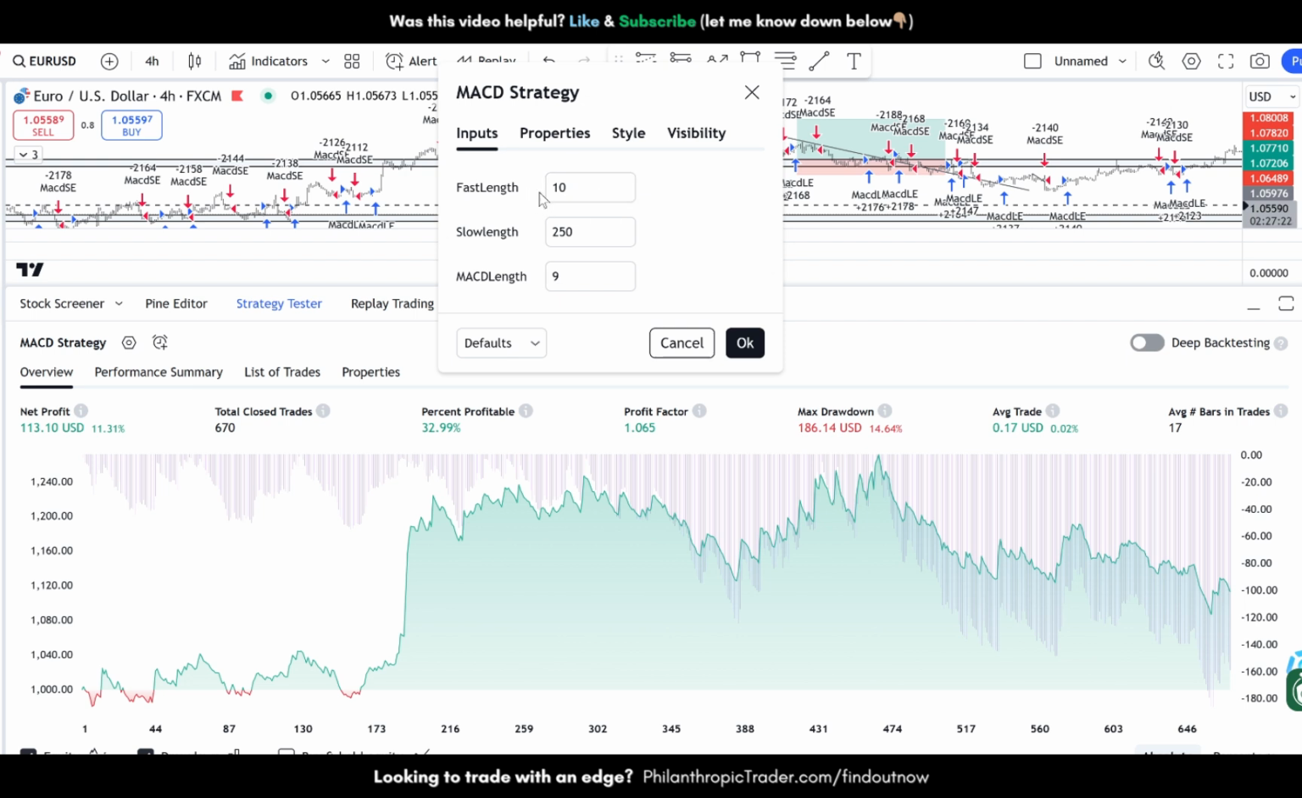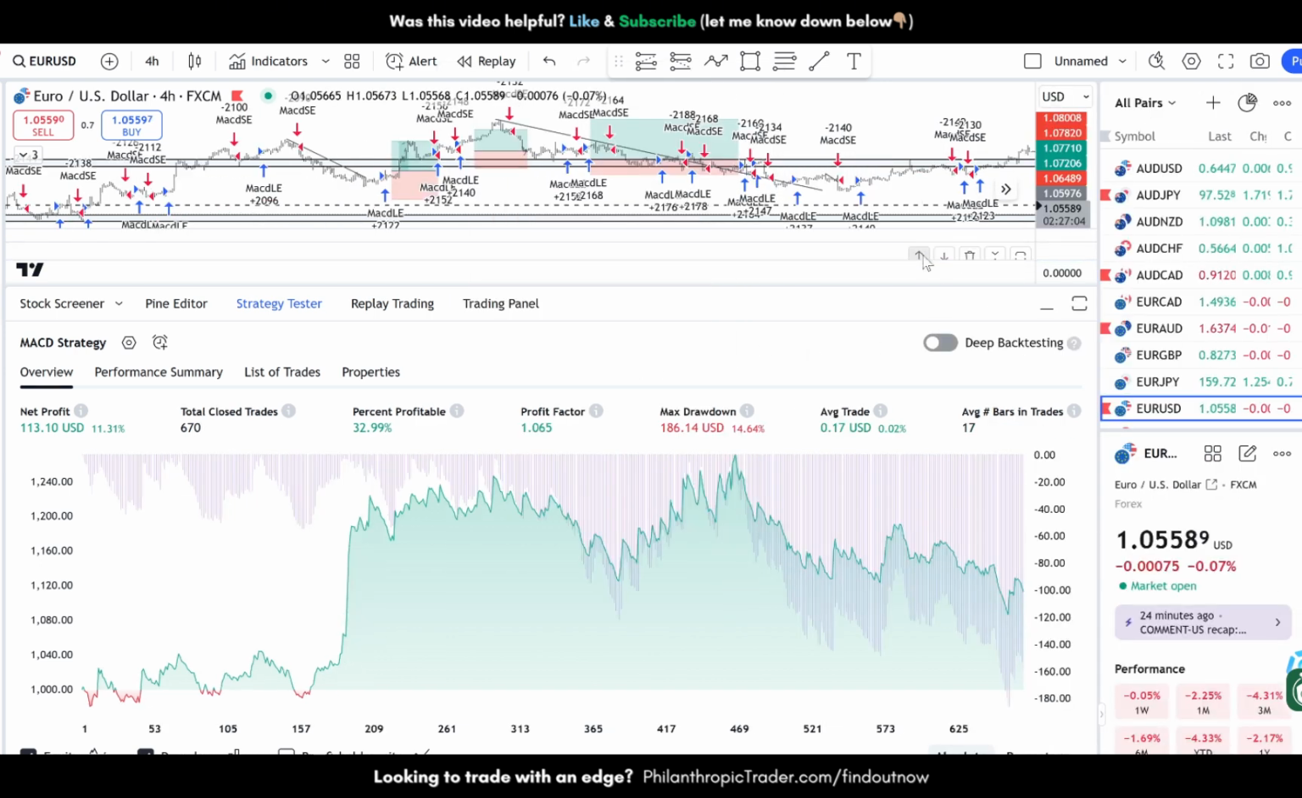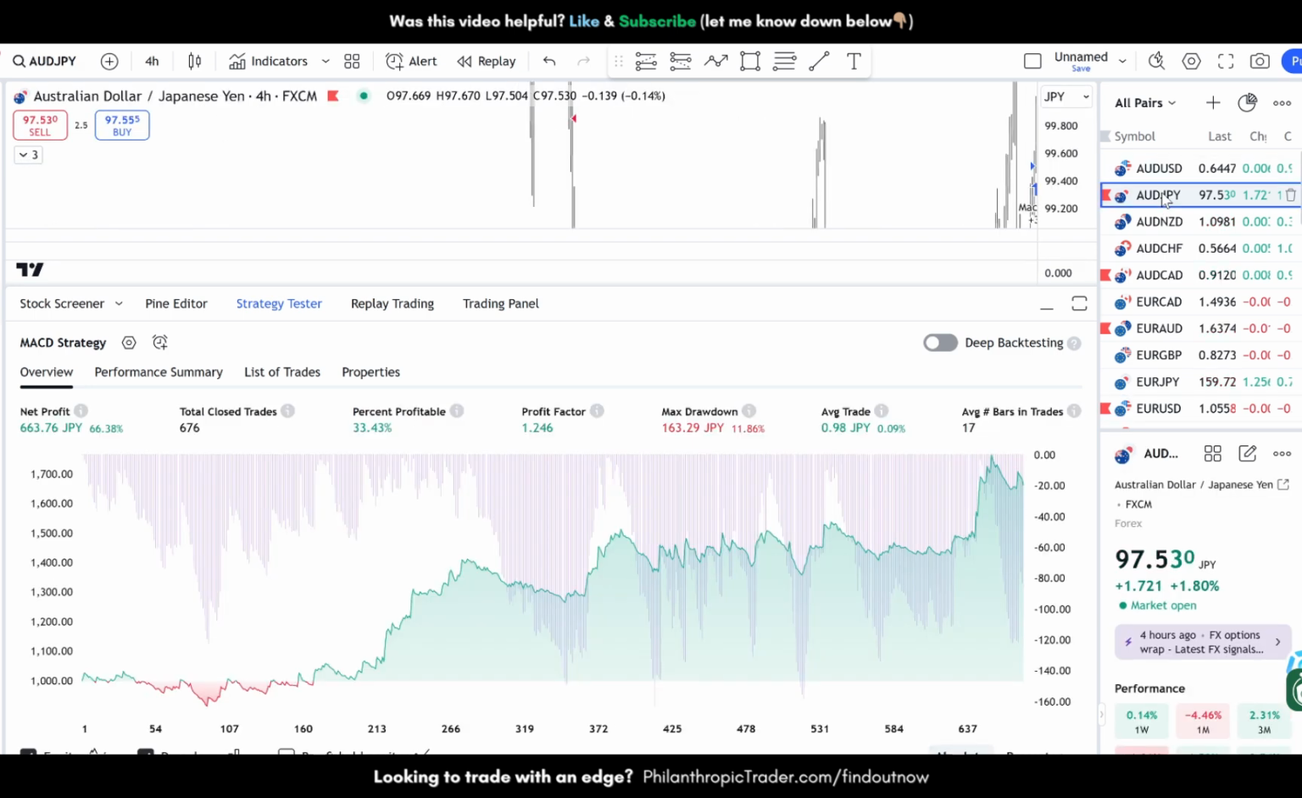However, before I explain more about the real strategy, let me show you the inputs. I changed the default settings to 10 and 250, and the MACD length is 9. You can of course play around with this, but for this video, for this trading strategy, I used these settings. Okay, so let me show you, right? So these are quite reasonable. It's a quite reasonable performance in my opinion. But let me show you the power of this trading strategy.